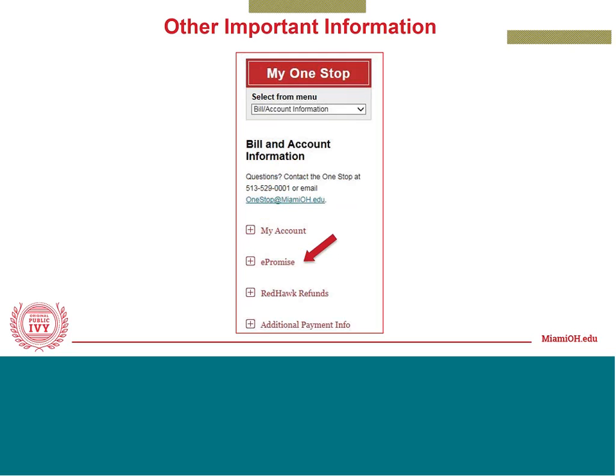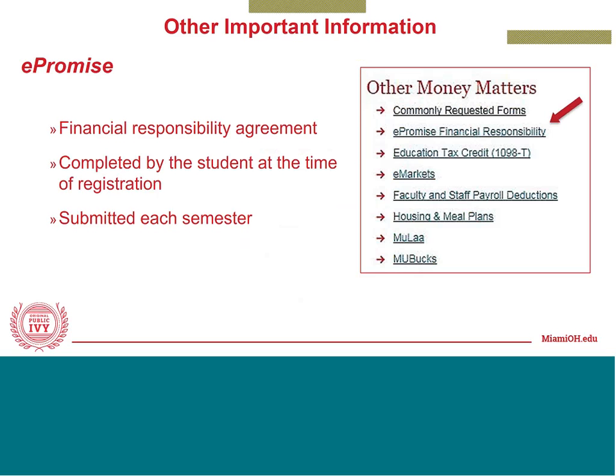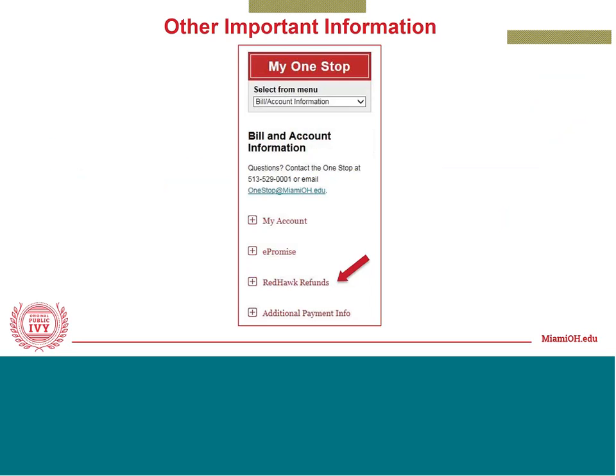As mentioned during the start of this webinar, options for e-promise, Redhawk Refunds, and additional payment info can be seen by students accessing their account. The e-promise is a financial responsibility agreement between the student and Miami University. By signing the e-promise, the student is agreeing to pay Miami University tuition, fees, and other charges posted to the Bursar account. It is to be completed each semester at the time of registration.